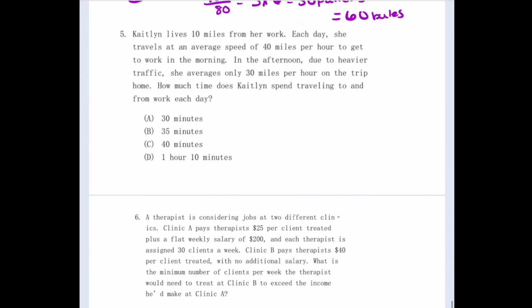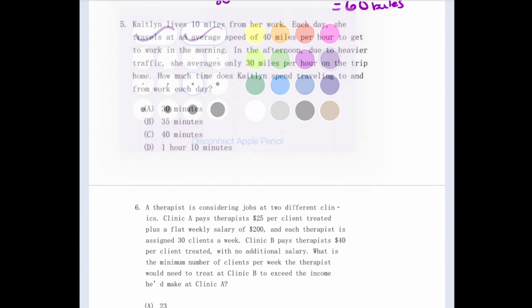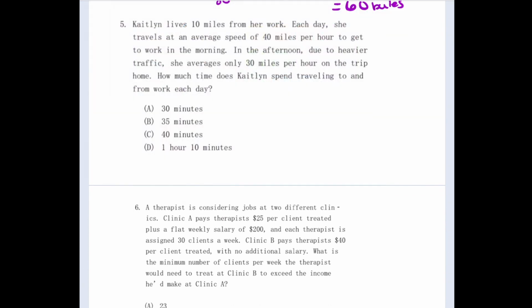For the next problem, Caitlin lives 10 miles from her work. Each day, she travels an average of 40 miles per hour to get to work in the morning. In the afternoon, due to heavier traffic, she averages only 30 miles per hour on the same trip home. How much time does Caitlin spend traveling to and from work? So again, what is the question? How much time does Caitlin spend traveling to and from work?